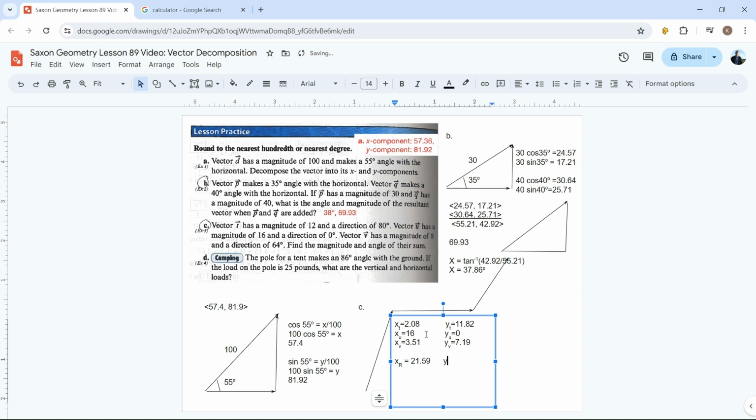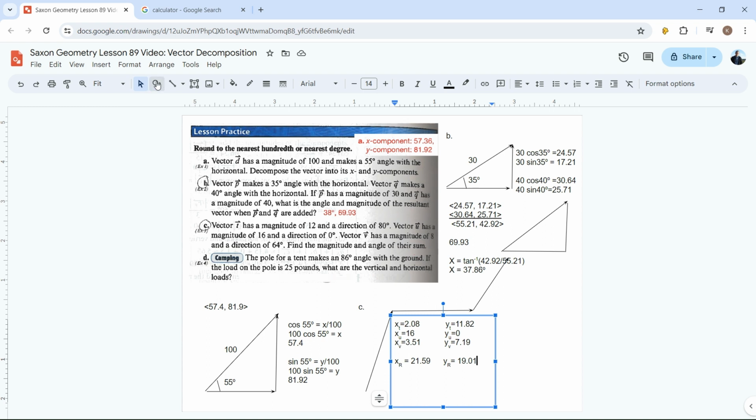And the y component of the resultant is going to be these ones added together. This is going to be a little more complicated to add here. Let's see. I know that 0.82 plus 0.19 is almost exactly 1. It's 1.01. So that makes this 8.01, 19.01. So my resultant is going to have a total x from here all the way over to here of 21.59 and a total y from here up to here of 19.01.